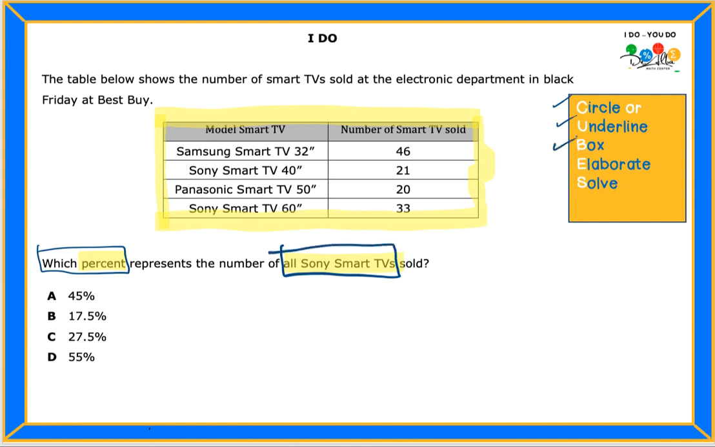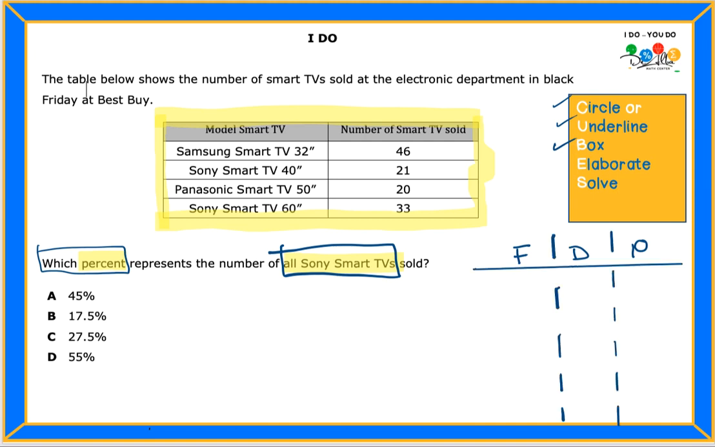My next section is elaborate. For elaborate, I can make a picture, diagram, a table, anything that helps me understand my situation. Because they talk about percent, and I noticed that the smart TVs will be a fraction of all the TVs, I'm going to do the fraction, decimal, and percent chart. That's going to be my elaborate section.